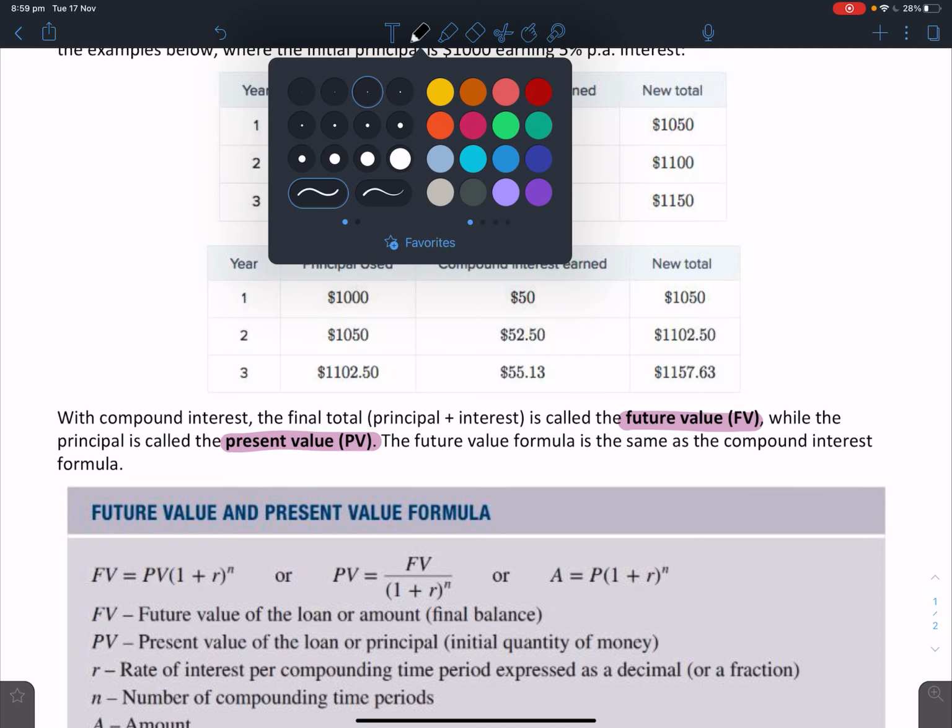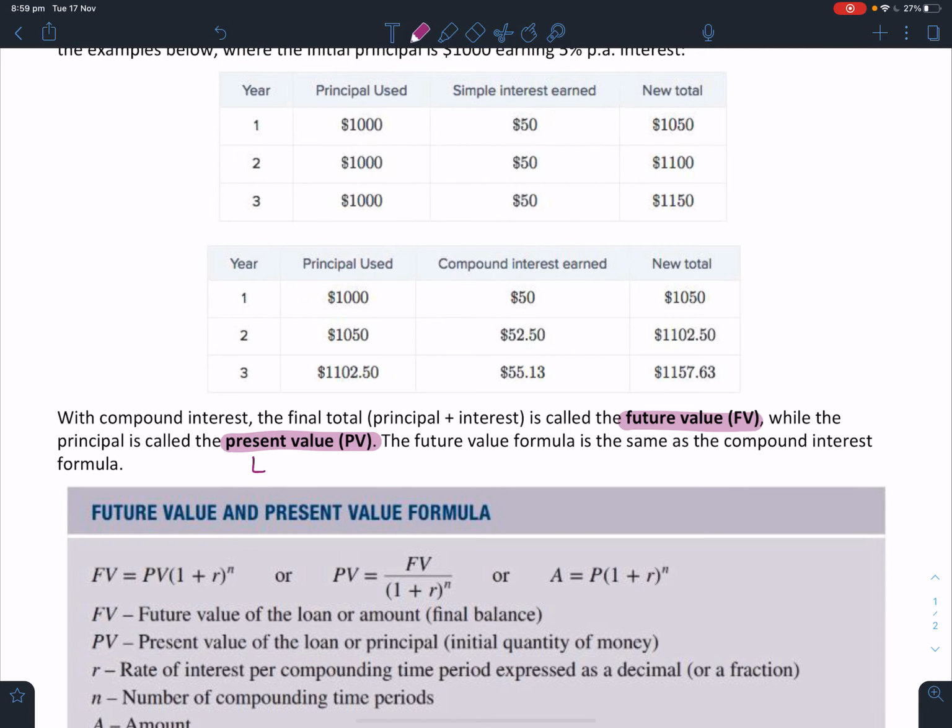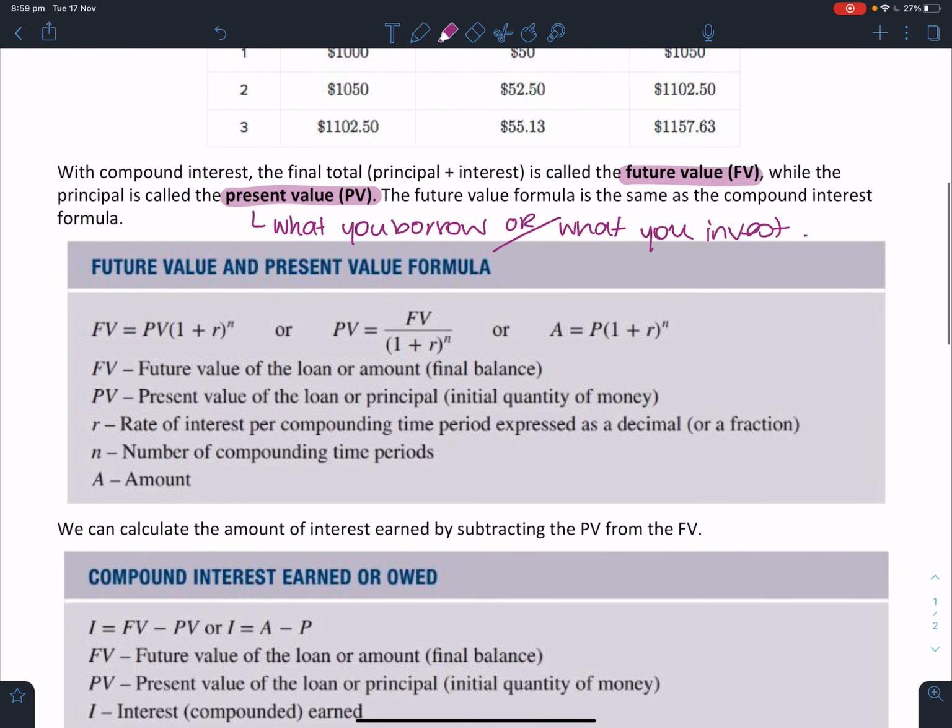So present value could be what you borrow or what you invest. Obviously it's better to invest, but it's not always possible. Okay, so the future value formula is exactly the same as a compound interest formula that you've worked with before.